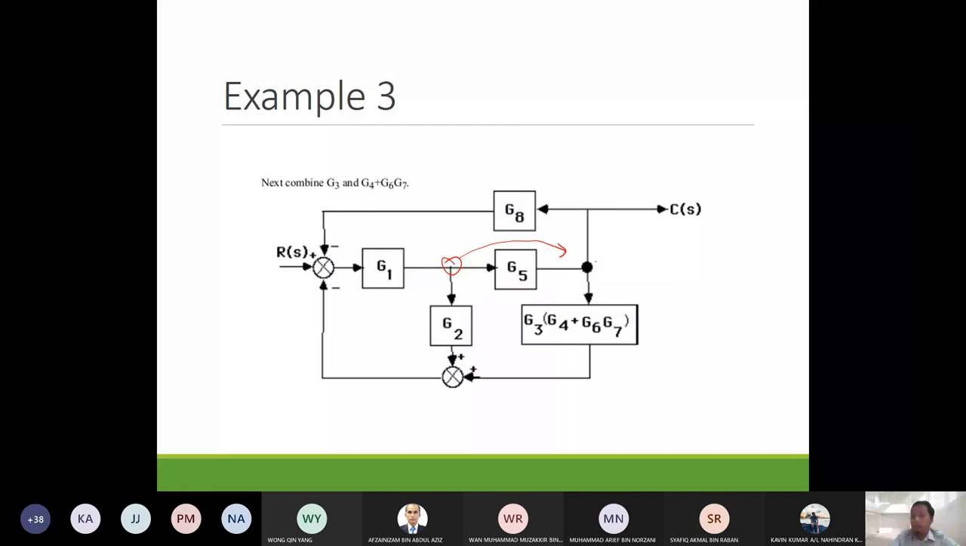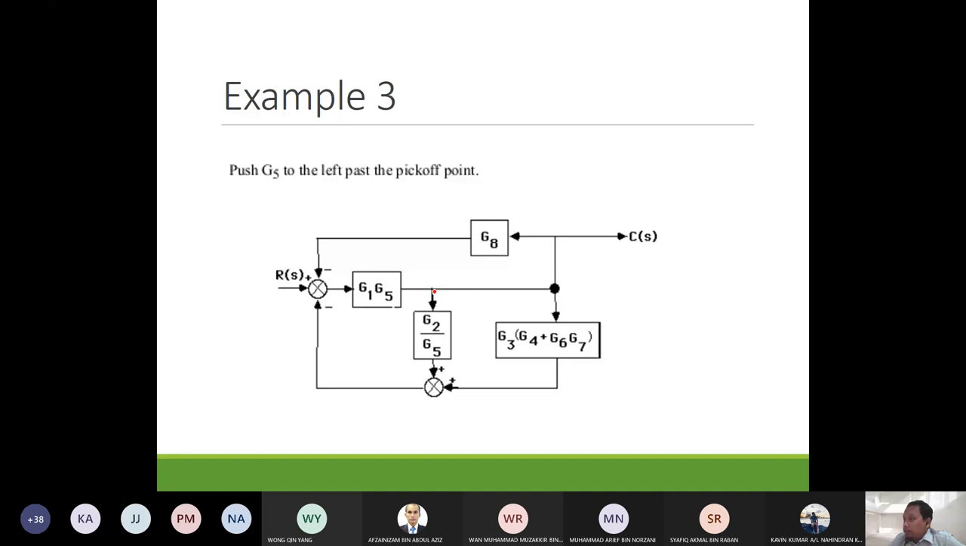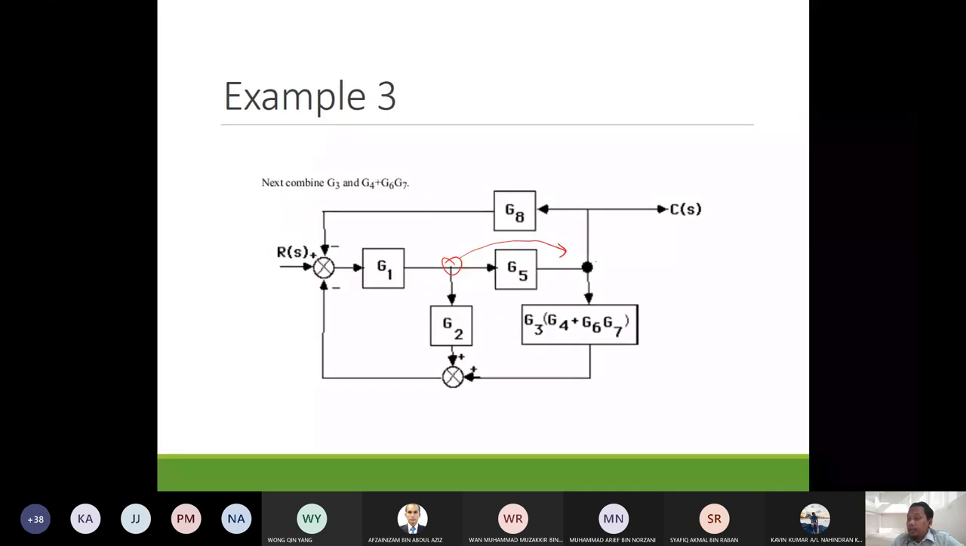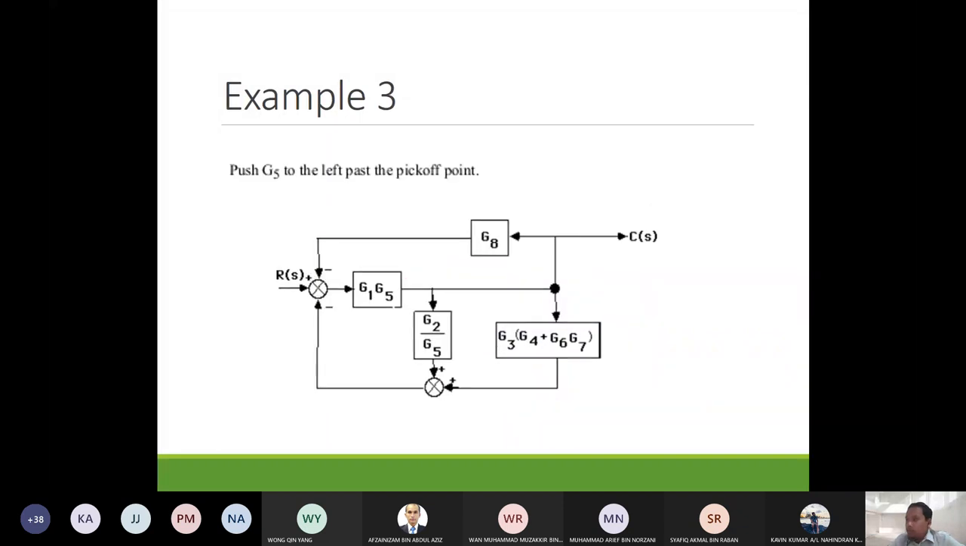After you shift this pick off point to the right, what happens is that you multiply G2 by 1 over G5. So you shift this to the right, then G1 times G5, and then this signal going out here is divided by G5. And this times G5. This is what you will get. So this big chunk here will become one pick off point, and you can combine them because there is nothing in between them.